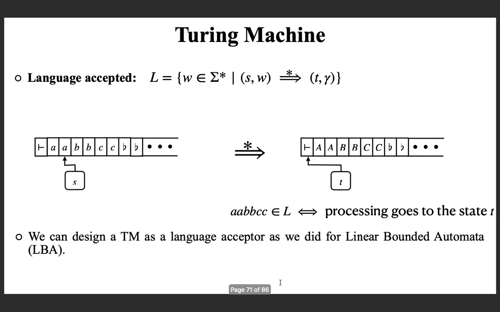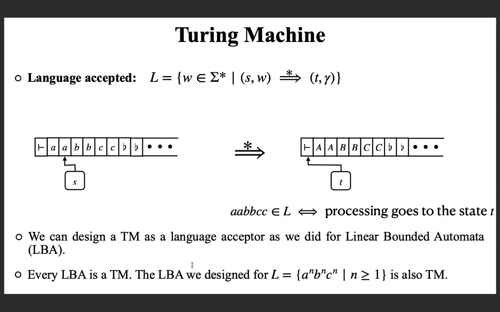So this tells us that we can design a Turing machine for a language as we did for linear bounded automata. Or in other words, every linear bounded automaton is a Turing machine, because if you are only using a bounded part of the tape, it is a linear bounded automaton, but that is also a Turing machine. For instance, the linear bounded automaton that we designed in the previous lecture for this language is of course a Turing machine. So the same program, or the same set of transitions, gives you a Turing machine.